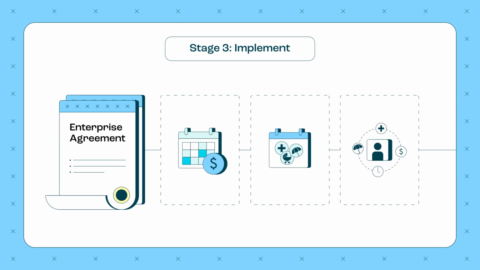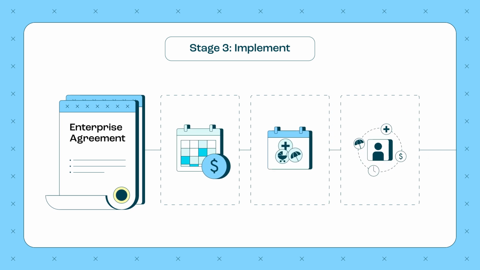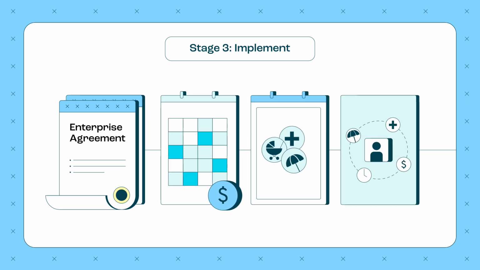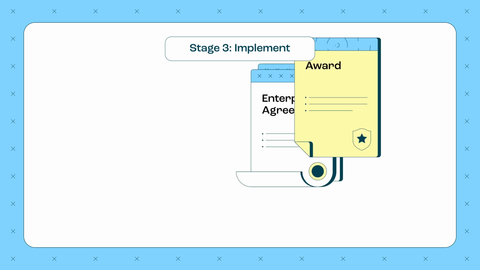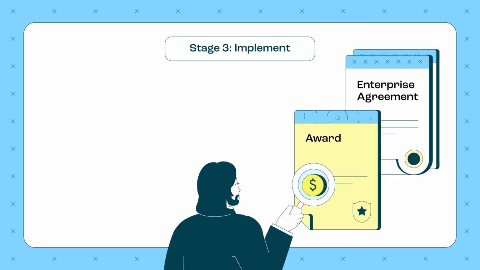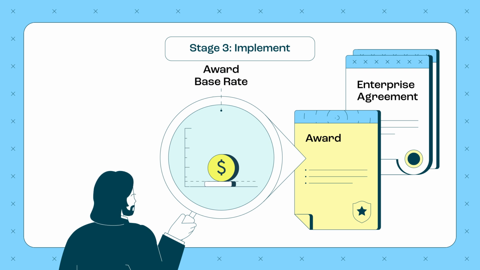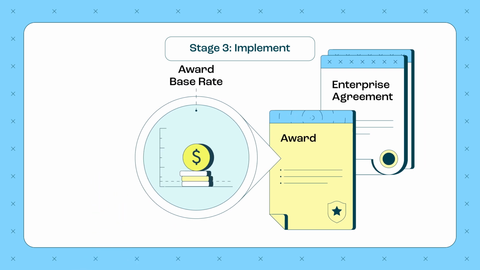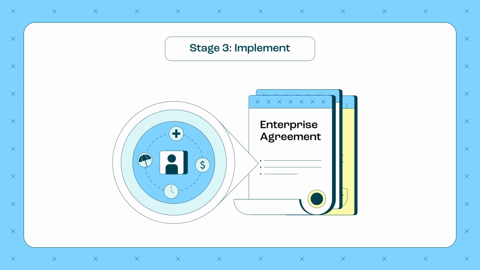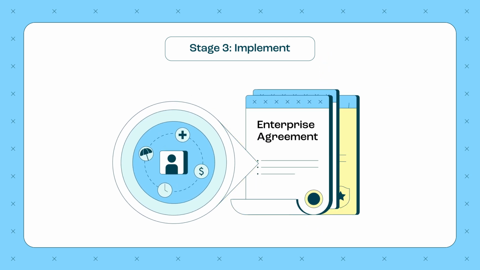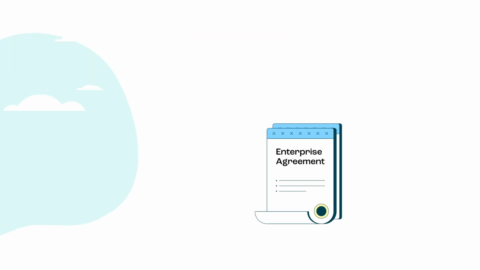Employers should make sure payroll systems and other processes are fit for purpose and are updated as required. They should also keep an eye on base pay rates in any awards that would otherwise apply, to ensure their employees' base pay rates don't fall below award minimums. If they do, employees must be paid the higher base rate from the award, while their other entitlements continue to come from the enterprise agreement.